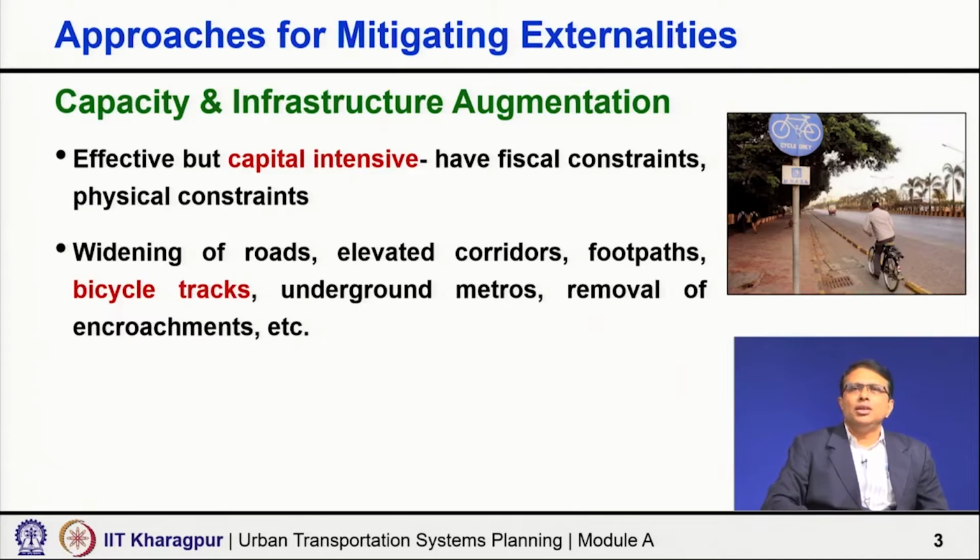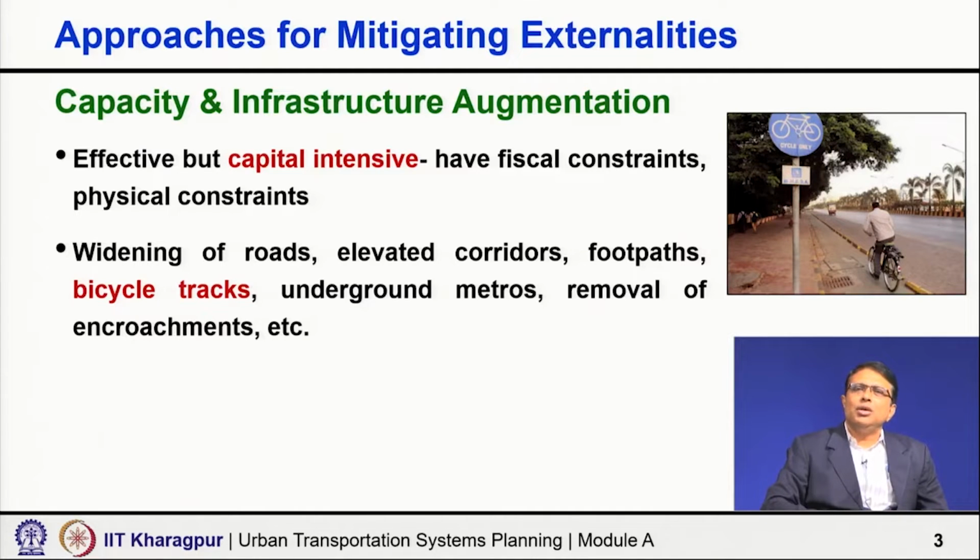So, how can we do that? The very first thing could be augmentation of the infrastructure capacity. That means, we want to widen roads, we want to have new roads, we want to have elevated or grade separated corridors, maybe underground systems, all other kinds of infrastructure. Now, this approach is definitely effective, because if I improve the capacity, the volume to capacity ratio, or the demand to capacity ratio, will reduce, and that will mean a lot of relief, right.